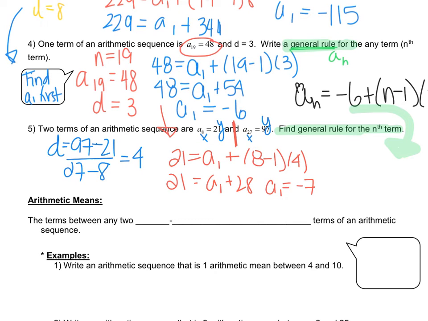Then you can write your general term. So a sub n equals -7 plus n minus 1 times d. So an important note is that to write your general term, you always need the first term and the common difference, which is d.